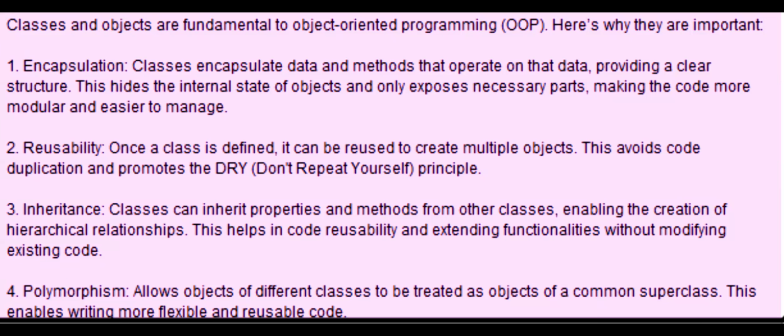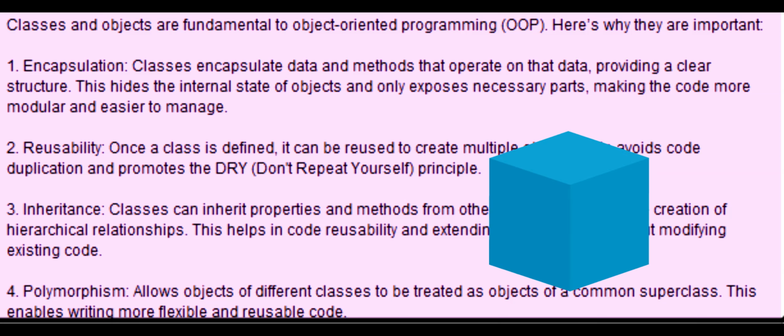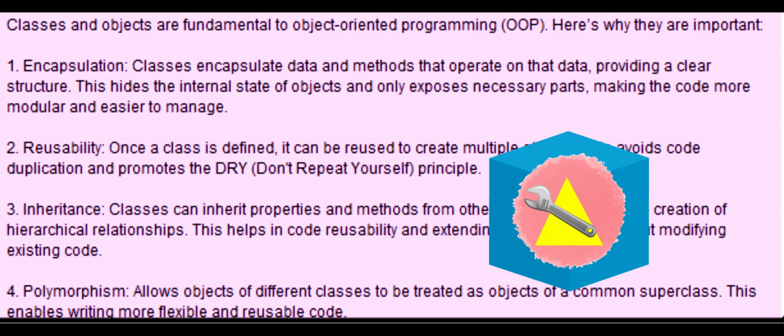Classes and objects are fundamental to object-oriented programming, OOP. Here's why they are important. 1. Encapsulation. Classes encapsulate data and methods that operate on that data, providing a clear structure.